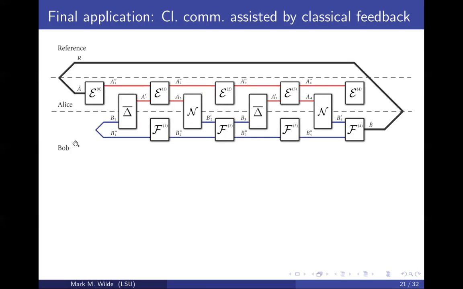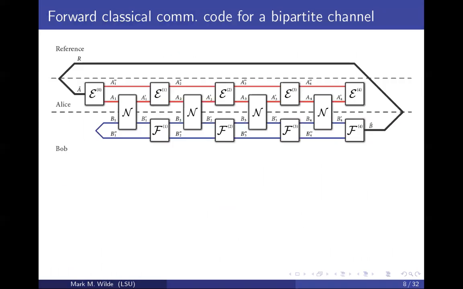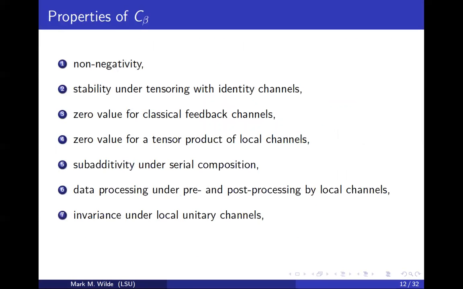And you might notice that all I did here, let me go back a bit, sorry. All I did was I took this picture, I replaced every odd use of the bipartite channel with the feedback channel. That is a special case of a bipartite channel in which this system is trivial and this system is trivial. And the other thing that I did is I replaced every even use of the bipartite channel with a point-to-point channel, such that this system is trivial and this system is trivial. And then we get the picture shown over there. And that gives a general scheme for classical communication assisted by classical feedback.